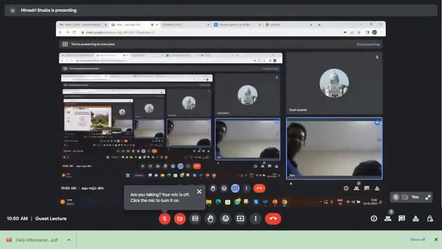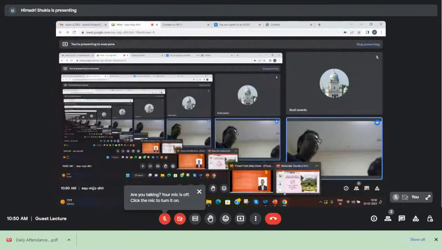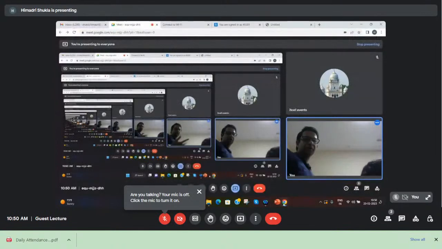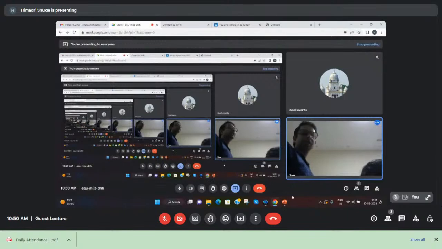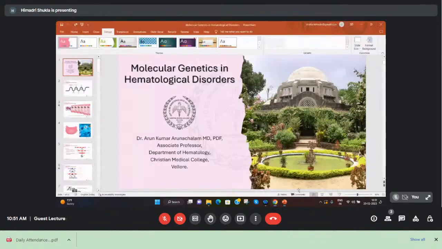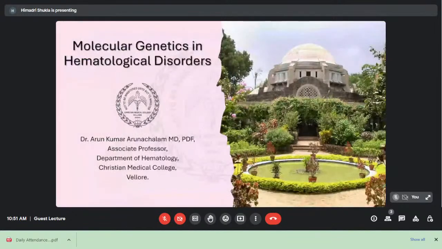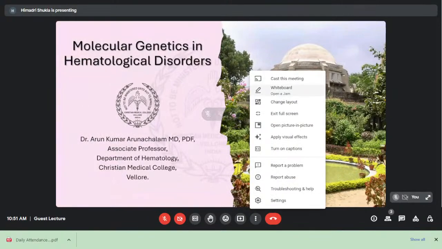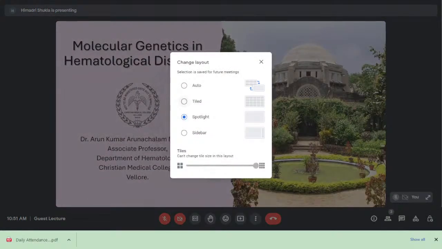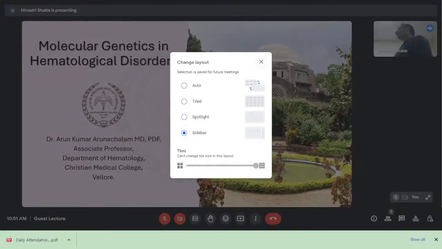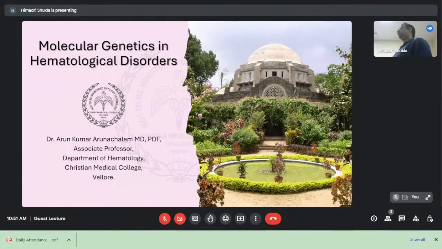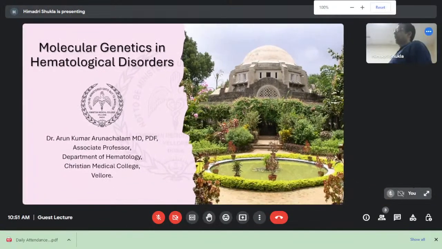So what I will be doing over the next 40-45 minutes is to just give you some idea on various molecular techniques available, more so from a hematological perspective, but the technique remains the same whether you're looking at solid tumors or hematological malignancies. When I was a student, I was very interested in hematology right from the beginning, and I thought the whole world in hematology is morphology. But the moment I stepped out and entered into CMC, I realized that there is so much more to learn, not just morphology.